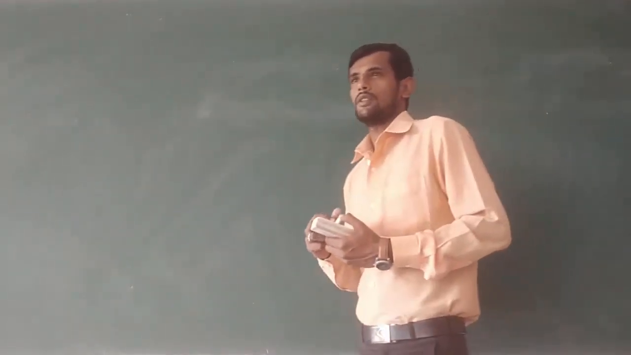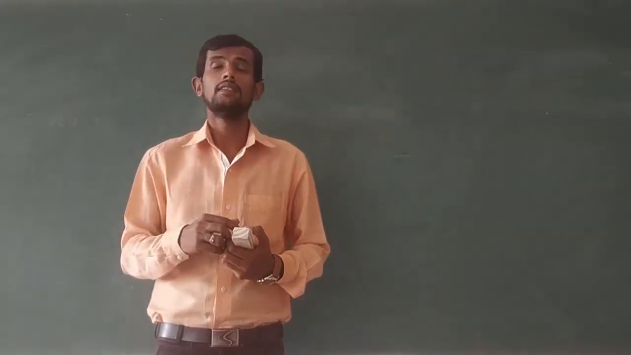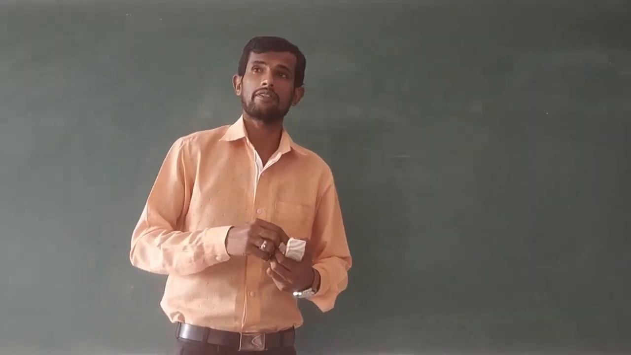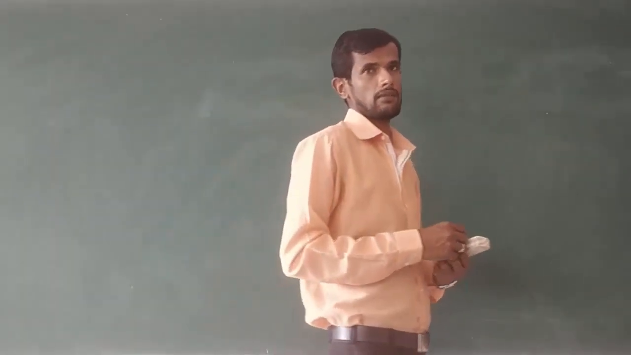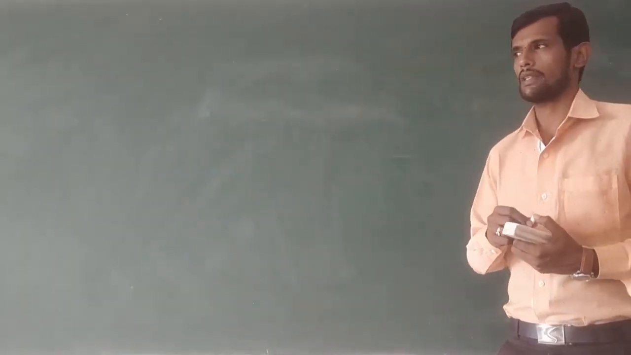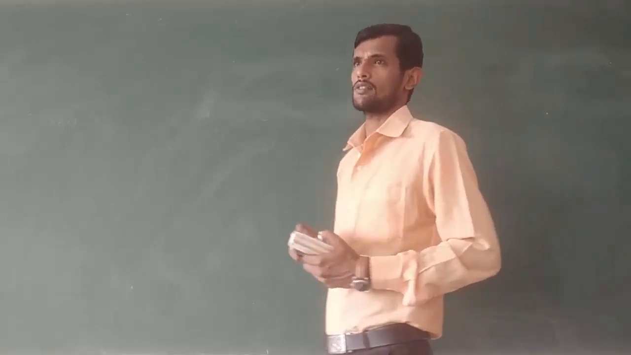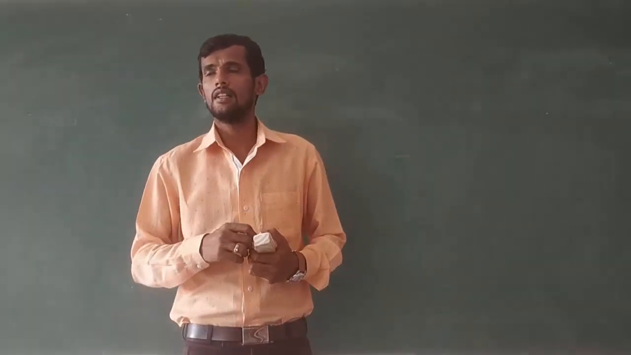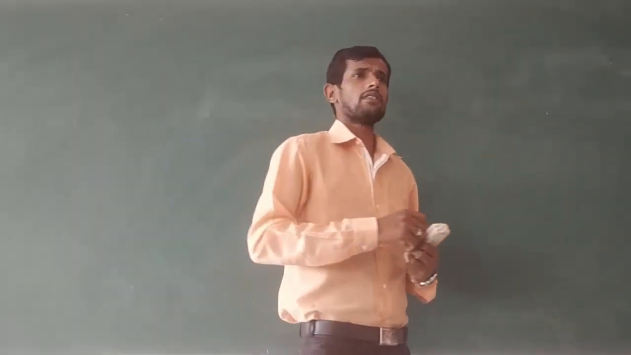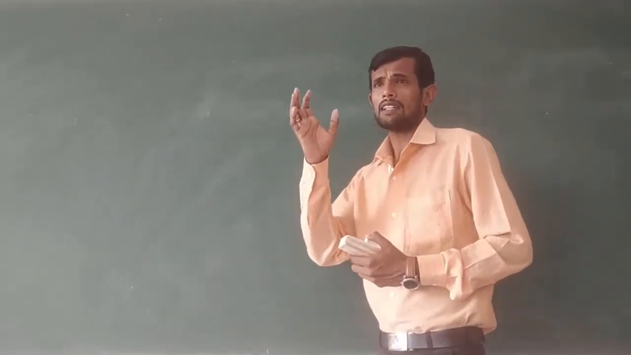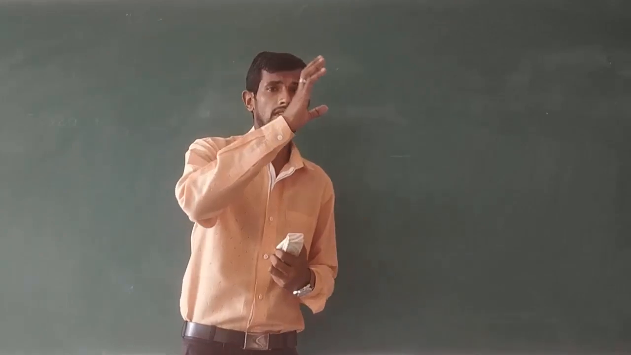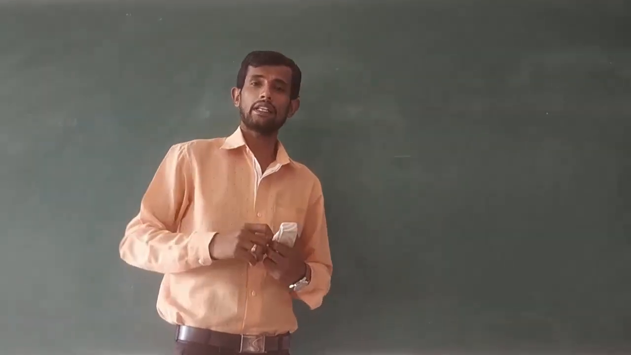In the previous video, we already discussed the two types of electronic effects. What are those? Inductive effect and mesomeric effect. Mesomeric effect is also called resonance effect. Okay students, now first we will see the difference between the inductive effect and mesomeric effect.